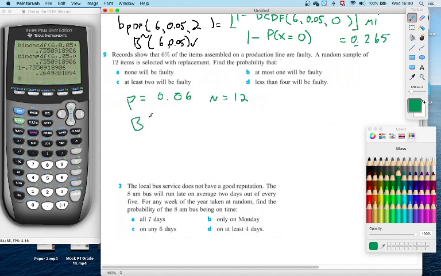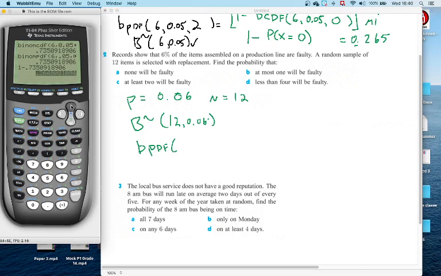So what we're going to do is we're going to have a binomial distribution with 12, 0.06. And if there's none faulty, that's 0 faulty, right? So what we could do is go binomial PDF, and I can take my calculator and grab my binomial PDF, and I can insert my values here. So we have instead 12. I'm going to insert a value. So second function, insert 2.